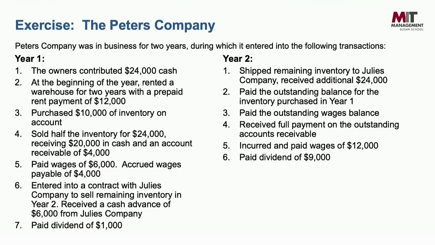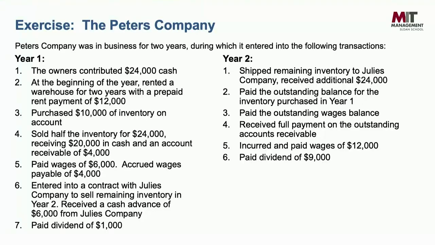First transaction, the owners contributed $24,000 in cash. And as you listen to these transactions, try to think about how you would account for them using the balance sheet equation, which is what we're going to do in just a second.